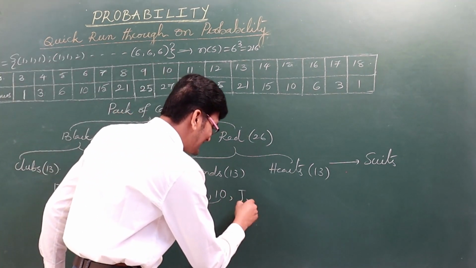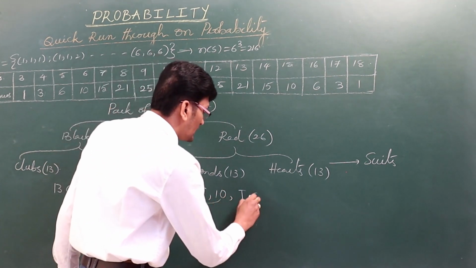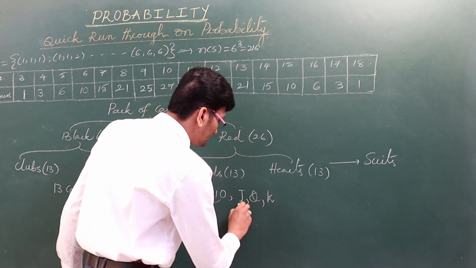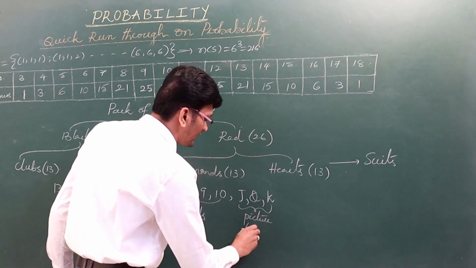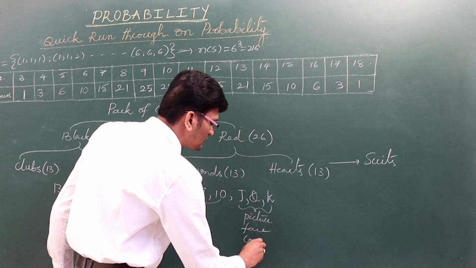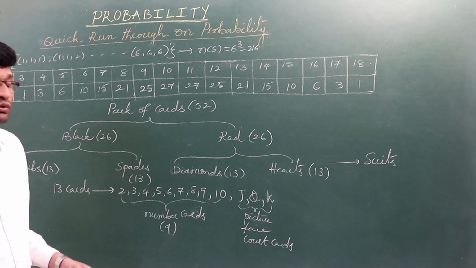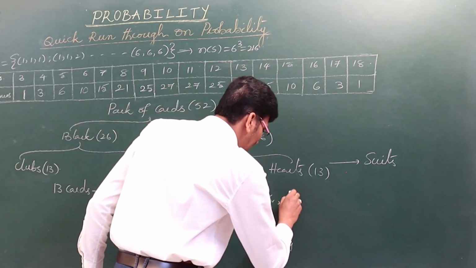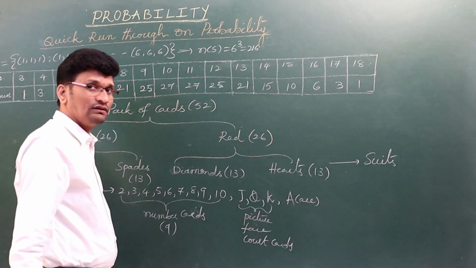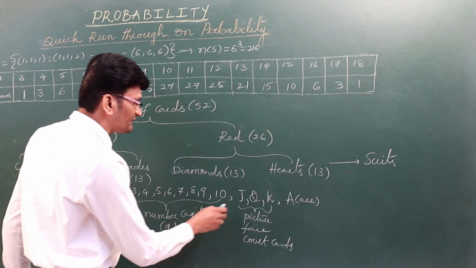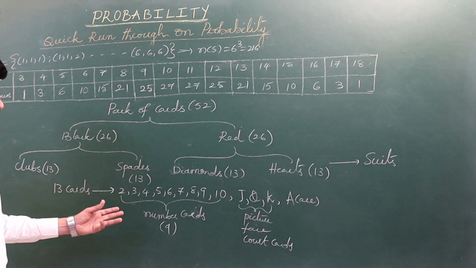And Jack, it is also known as Knave, K-N-A-V-E, Knave, Queen, King. These 3 are called picture cards, face cards, court cards. All are same. Picture cards, face cards, court cards. And the last but not least, it is called ace. Ace card. So total 9 plus 3, 12 plus 1, 13 cards are there in a pack of cards.